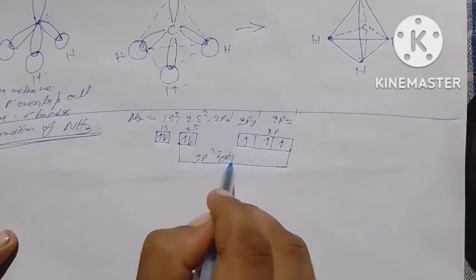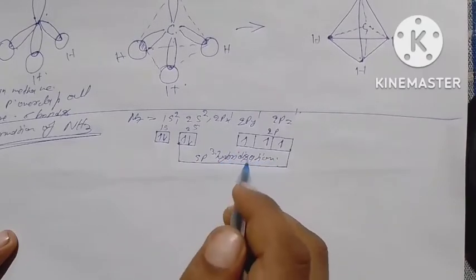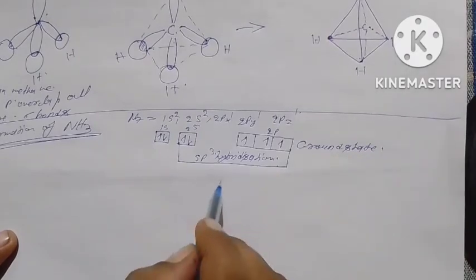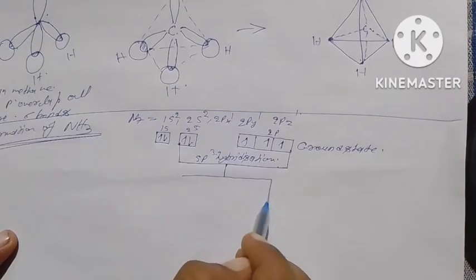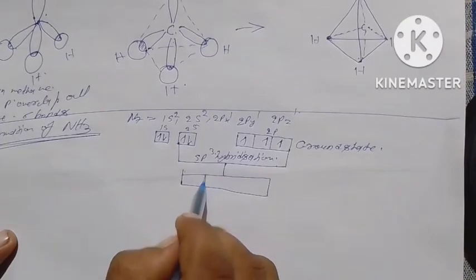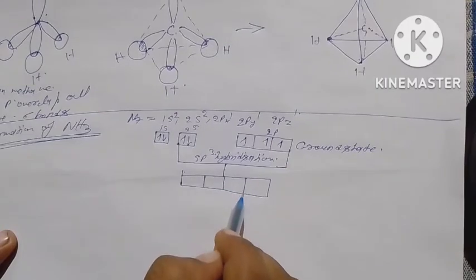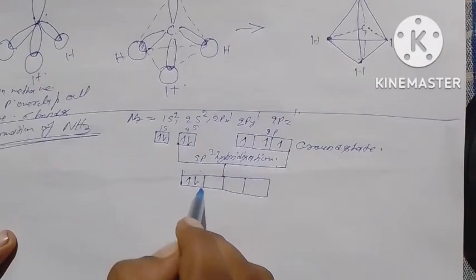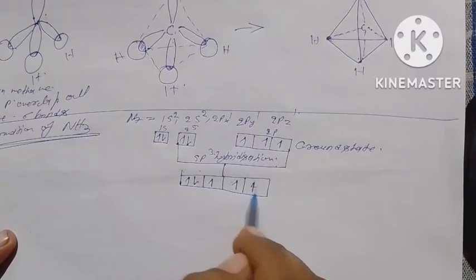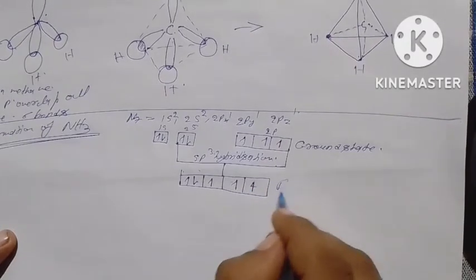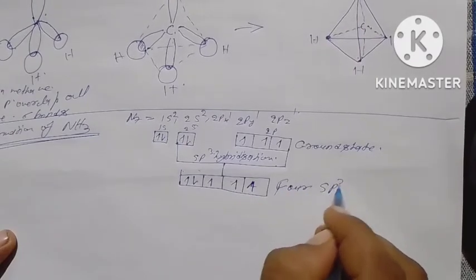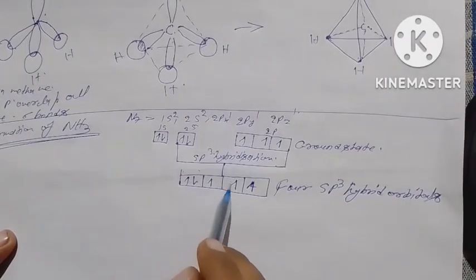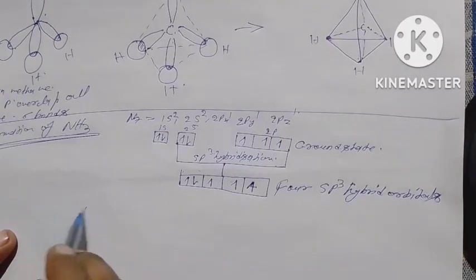sp3 hybridization. This is the ground state, and it is also converted into four sp3 hybrid orbitals. 1, 2, 3, 4 sp3 hybrid orbitals, and the NH3 molecule is converted as like this.